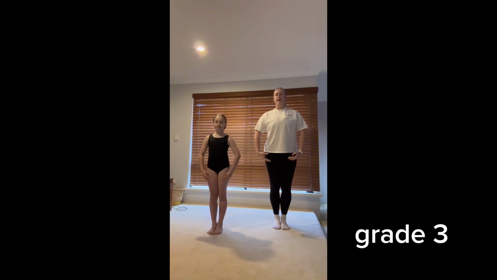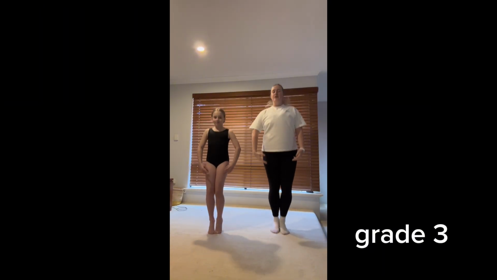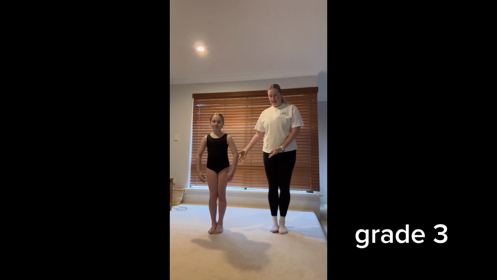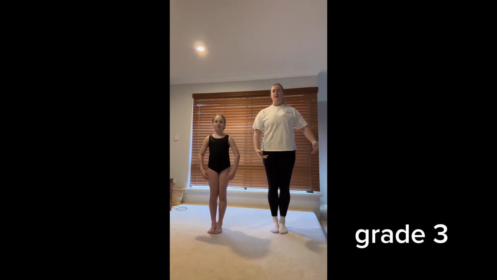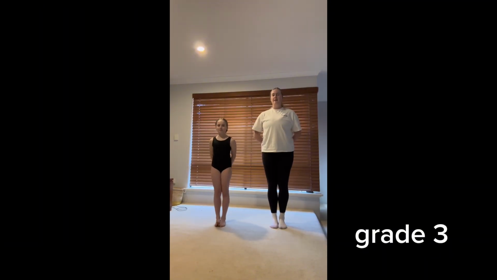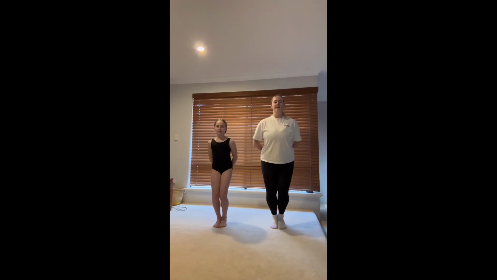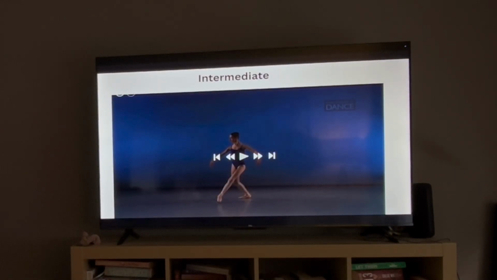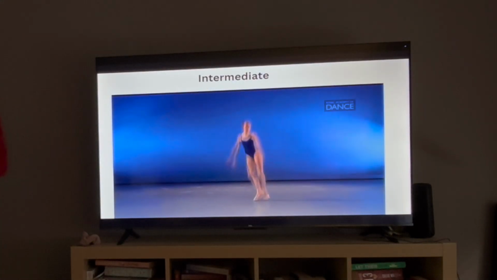So we're going to start with a plie and jump, jump. We can see that her feet are pointed and her knees are straight. This is to develop our brise position. Then we're going to be now doing our exercise together. This is an example of an intermediate.